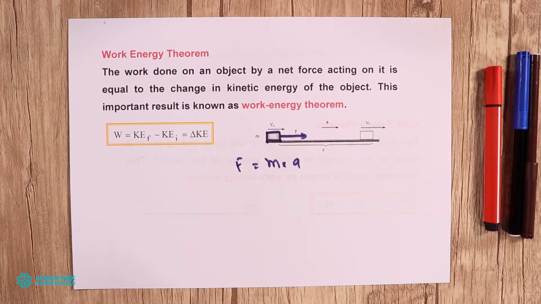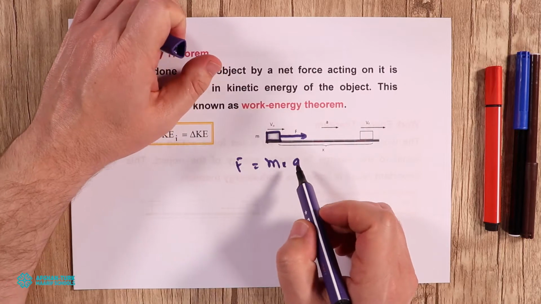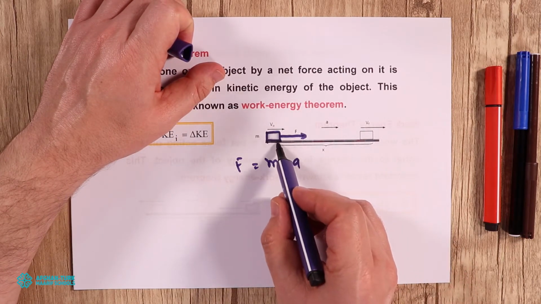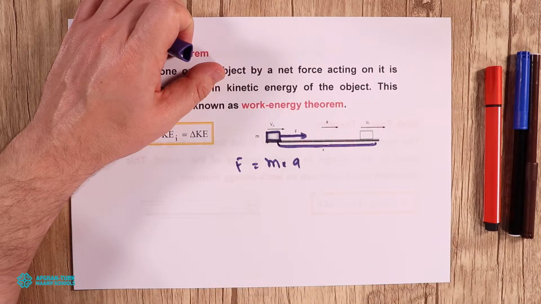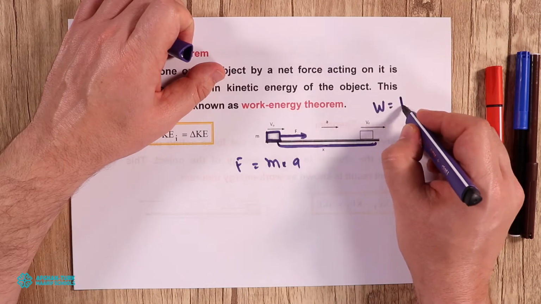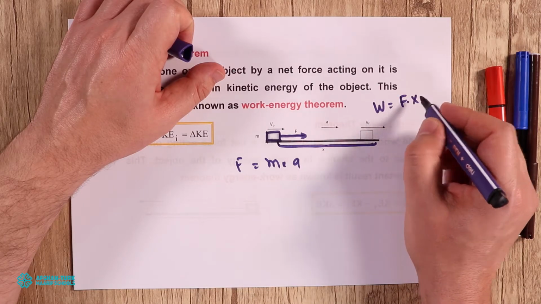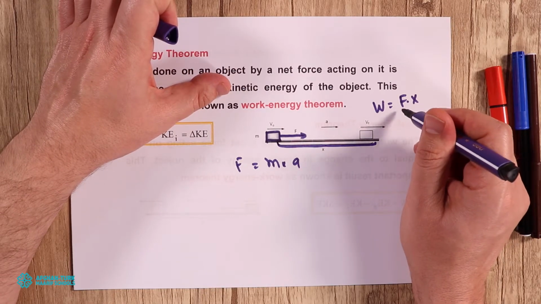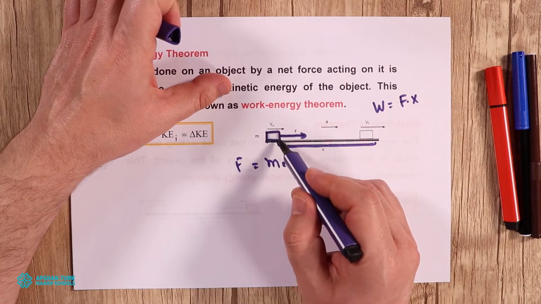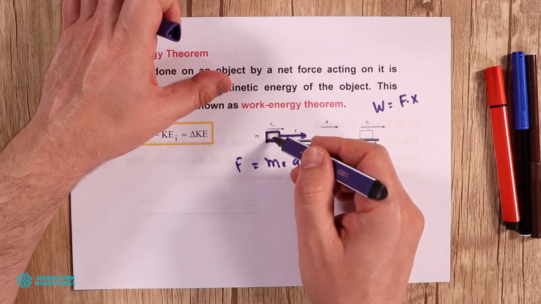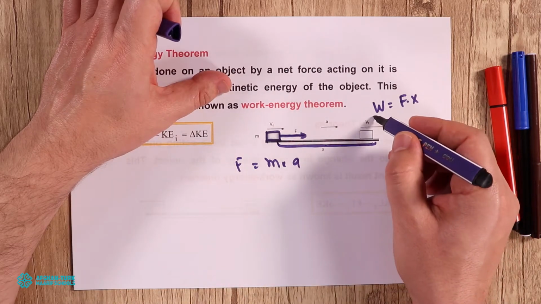The force produces the acceleration, and during this acceleration, when the object moves from this point to this point, it also covers some displacement. We know that work is equal to F dot displacement x. So when the force is applied on this object, work is done on the object to move it from this point to this point.